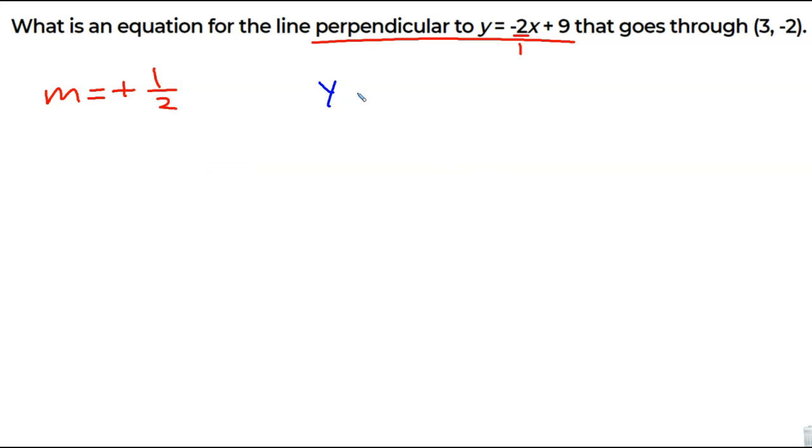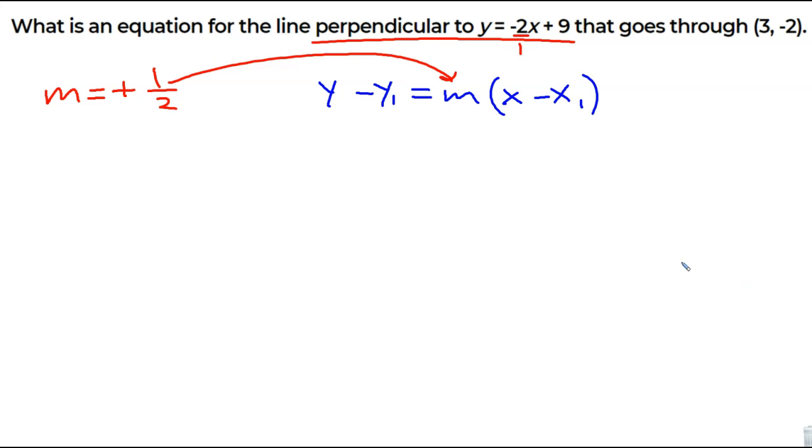Okay, from there we can then fill in our y minus y1 equals m times x minus x1 equation. Okay, our point slope form equation, because I know my slope and I know what I want the point to be. So I'm going to plug that slope in for the m. So we have 1/2, and then times x minus the x coordinate, which would be a 3. And then on the left, y minus the y coordinate, which would be a -2. So in other words, y plus 2.